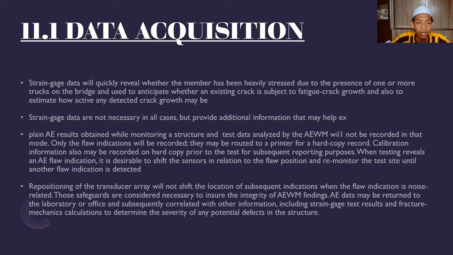When testing a flaw and AE flaw indication, it is desirable to shift the sensor in relation to the flaw position and reactivate the monitoring of the test site until another flaw indication. Repositioning of the transducer array will not shift the location of the subsequent indication when the flaw indication is noise related. Thus, safeguards are considered necessary to ensure integrity of AEWM findings. AE data may be returned to the laboratory or office and subsequently correlated with other information, including the strain gauge test results and fracture mechanics calculations. This determines the severity of any potential defect in the structure.